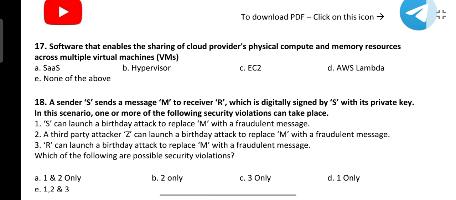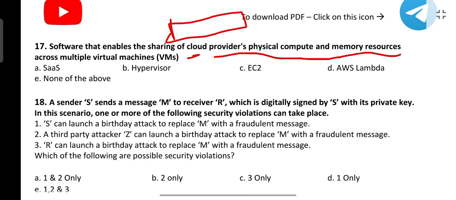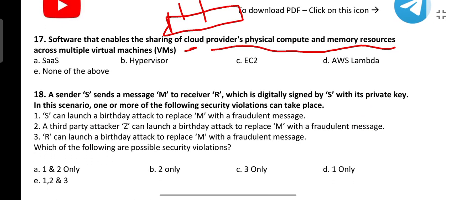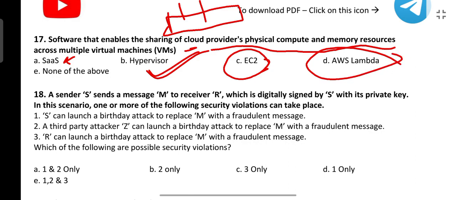Next is, software that enables the sharing of a cloud provider's physical compute and memory resources across multiple VMs. We know the cloud concept: there is one physical resource, and it is shared with many devices through virtual machines. This software is known as a hypervisor. The correct answer is hypervisor. What is SaaS? SaaS is a cloud concept, software as a service. What is EC2? Elastic Compute Cloud. This is an AWS concept, and AWS Lambda is also an AWS concept.